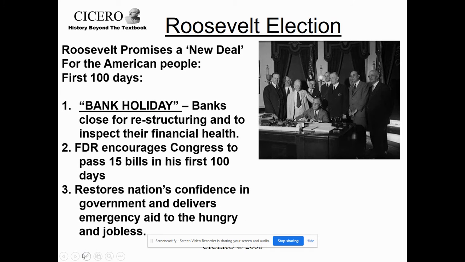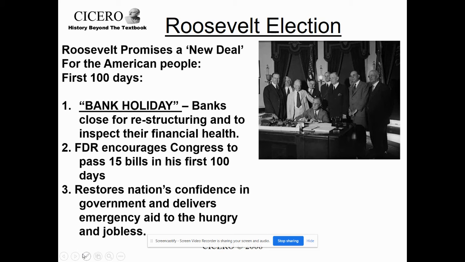Alrighty. Roosevelt is elected, takes office in 1933. And when presidents are elected, they generally tend to judge their first 100 days to see their progress. What Roosevelt has to do is there's a lot of emergency help that needs to go out. A lot of people are suffering the effects of the Depression. The unemployment rate reaches up to 35%, as I mentioned before. And so during his first 100 days, his first priority is something called the bank holiday.